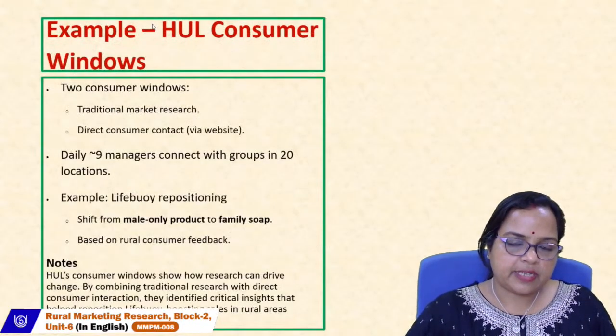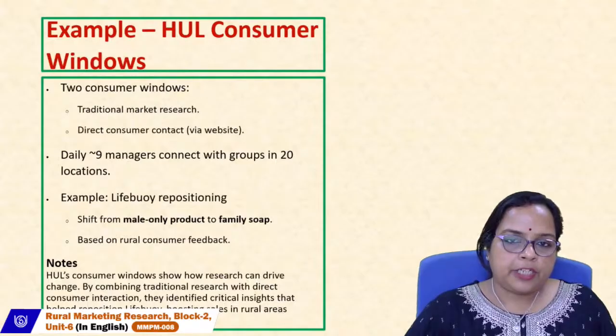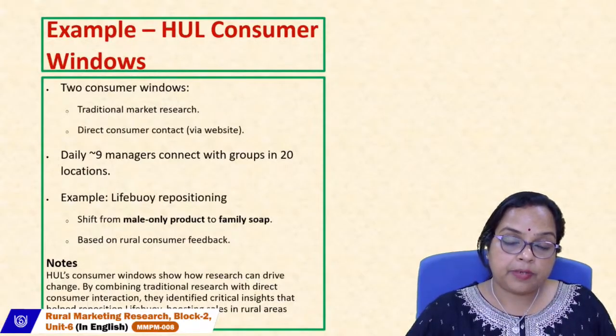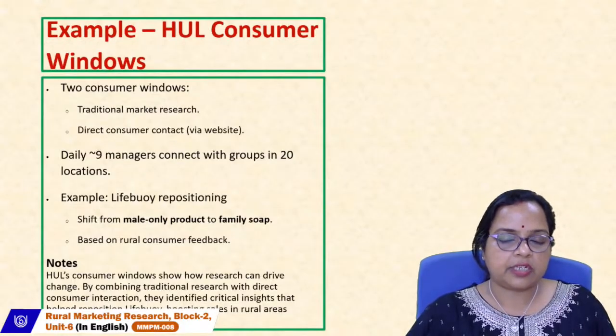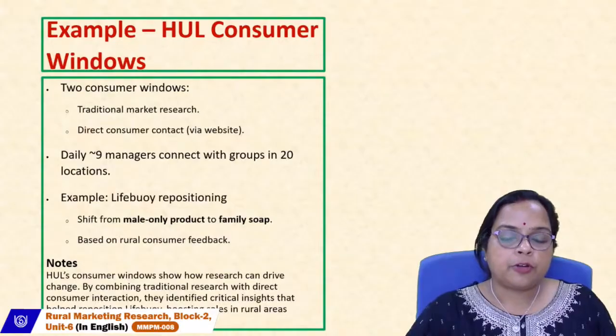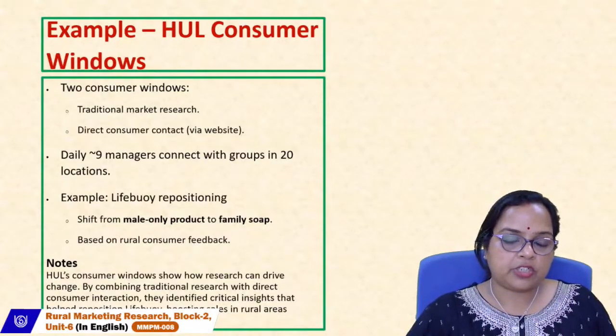Let's understand this with one example of HUL. Two consumer windows are applied by the HUL company. One is traditional market research, another is direct consumer contact via website. Daily, 9 managers connect with groups in 20 locations. Directly, they are connecting and taking the feedback of rural buyers in 20 locations on a regular basis. For example, Lifebuoy repositioning, a shift from a male-only product to a family soap.